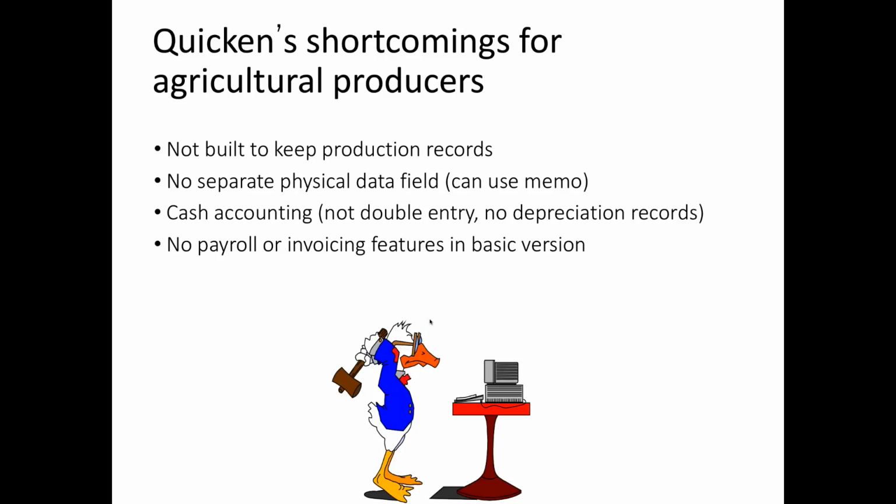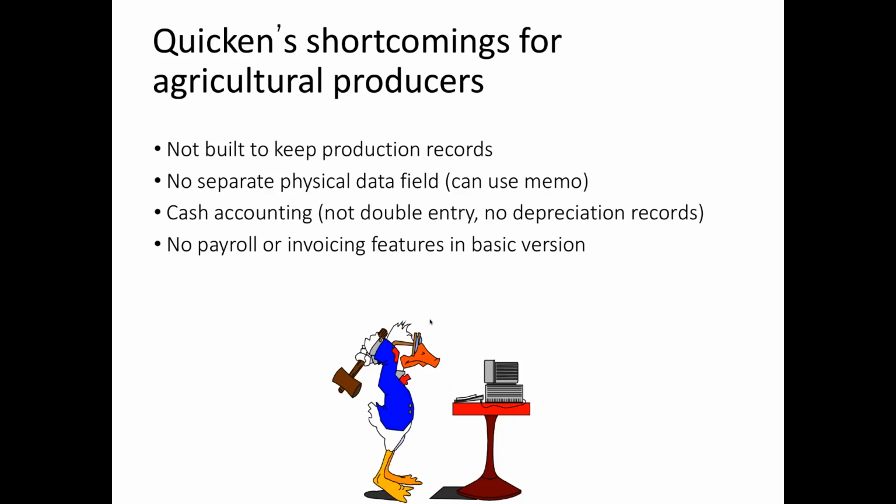It has some shortcomings. It wasn't put together for ag producers. It's very cumbersome to keep production records on there. You can't really create a physical data field. You can use memos to comment on that, but it's really cumbersome. It's cash accounting. You can't keep depreciation records in there.